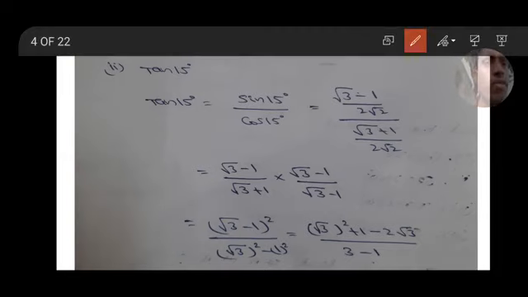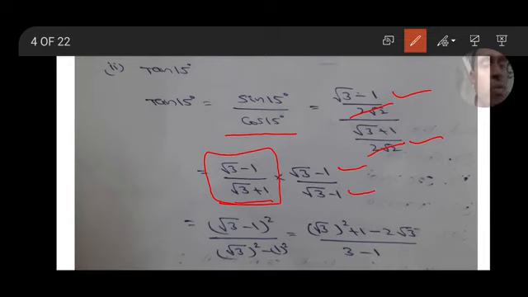Next, tan 15 value. Tan theta equal to sin theta by cos theta, so tan 15 equal to sin 15 by cos 15. Sin 15 is root 3 minus 1 by 2 root 2, and cos 15 is root 3 plus 1 by 2 root 2. The 2 root 2 cancel, leaving root 3 minus 1 by root 3 plus 1. So rationalization: I am rationalizing the denominator. Here root 3 plus 1 is there, so I am multiplying and dividing with root 3 minus 1.